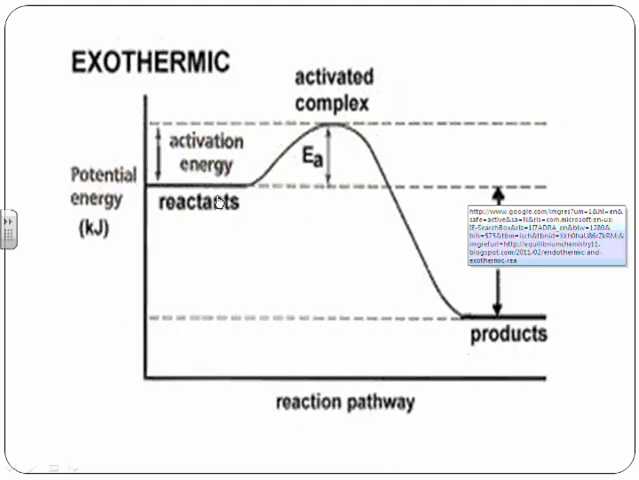Here's exothermic. This is where we start with our reactant, and through the chemical reaction, it releases energy into the environment around itself, and you have a lower product energy level because of that.